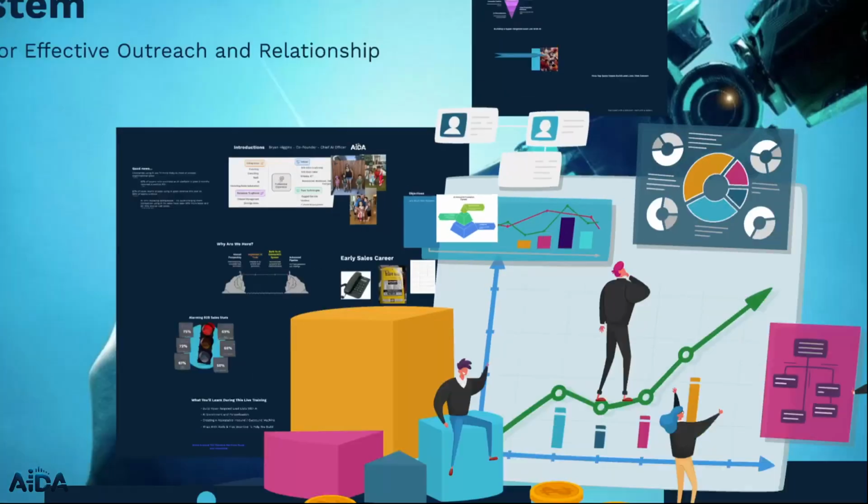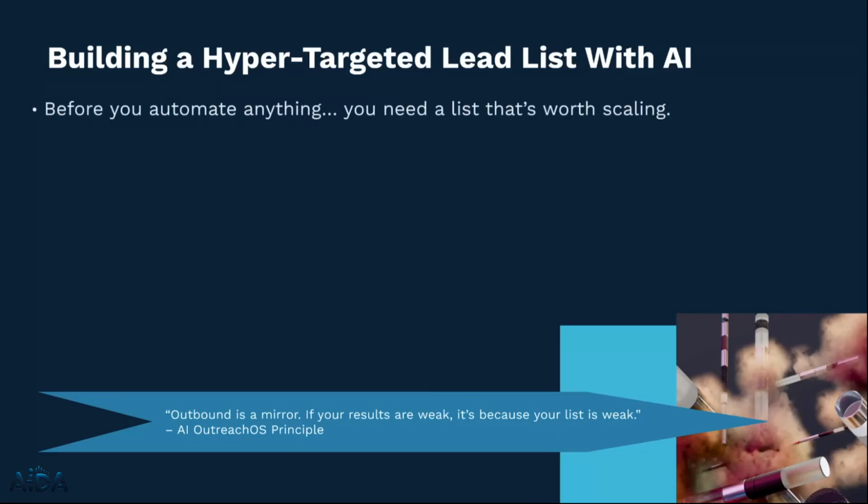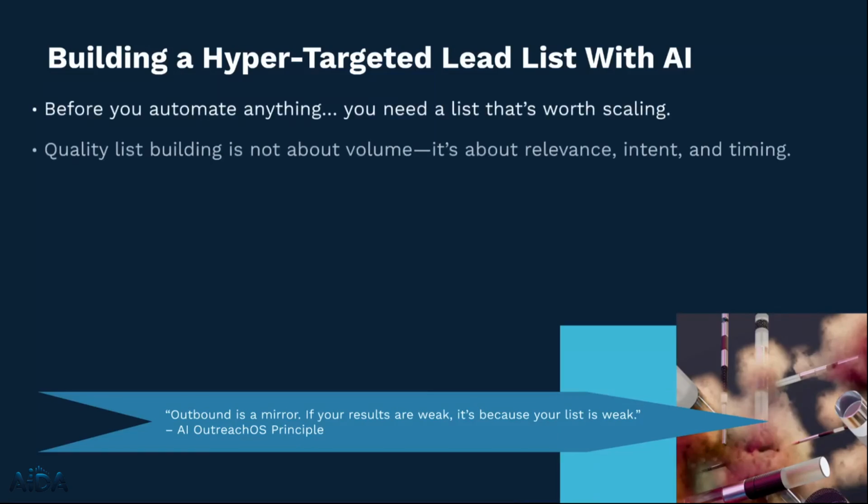Okay. So, when we look at how to build a hyper targeted lead list, before enrichment and before messaging and before automation and AI, the list is the multiplier, right? If you get that right, everything else works better, because it's that product market fit. It's saying the right message to the right person at the right time. So, we're going to focus on the list that's worth scaling. And the quality of the list is not about the volume. It's about relevance, intent, and timing.